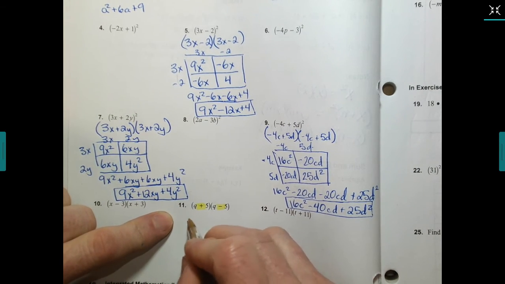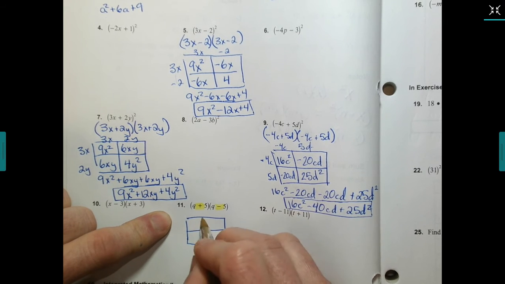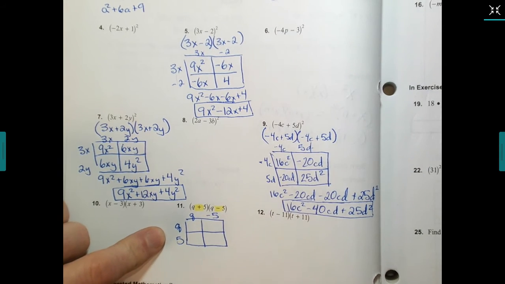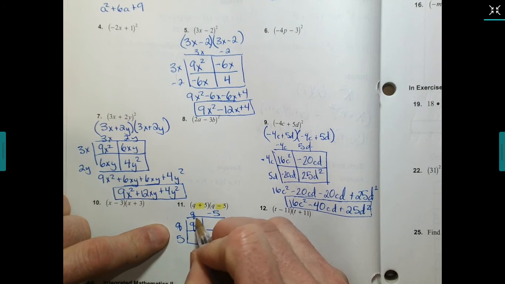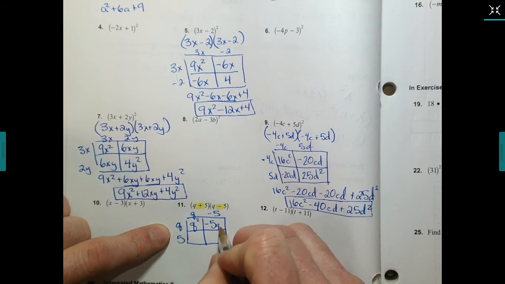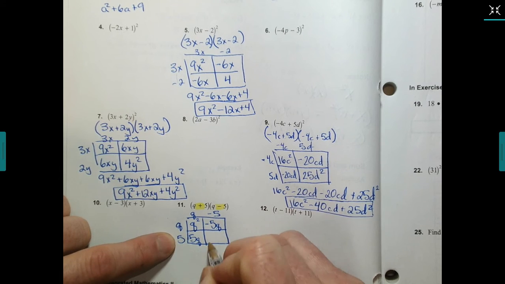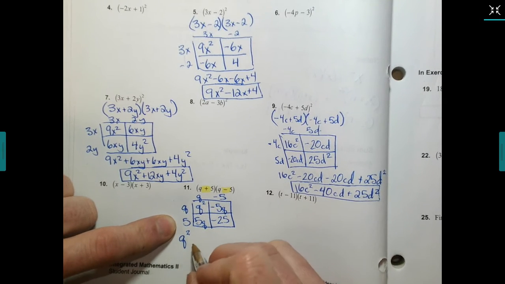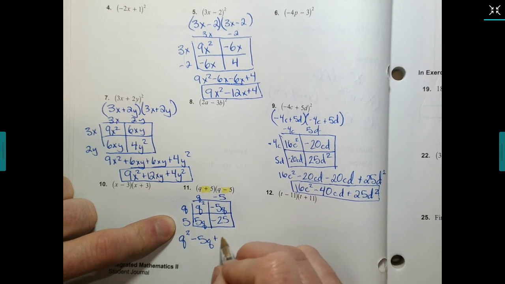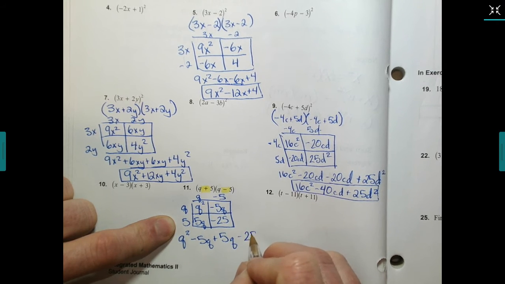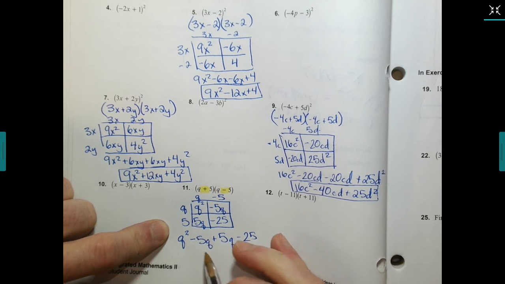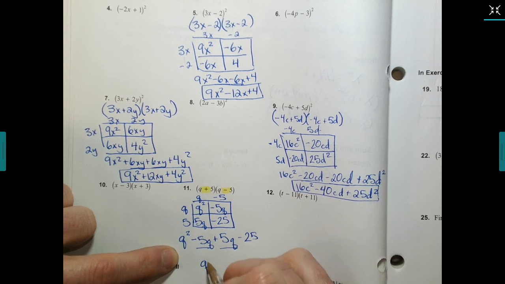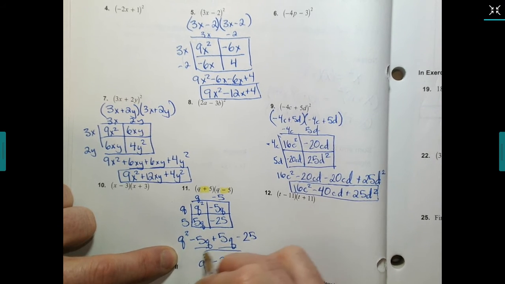So I'm going to put this back in our boxcar troll method. So I have q squared negative 5q positive 5q negative 25. Q squared minus 5q plus 5q minus 25. Hey, negative 5, positive 5, those cancel out. So I'm left with q squared minus 25.